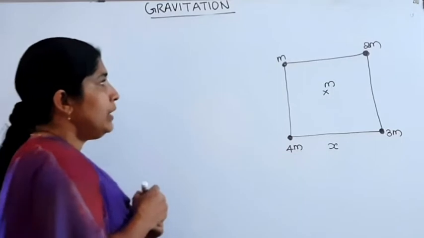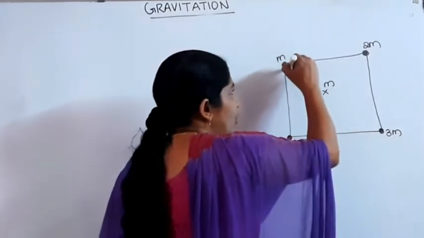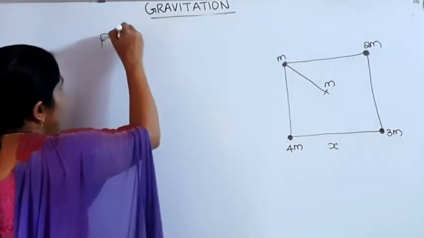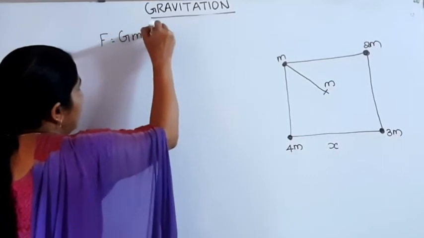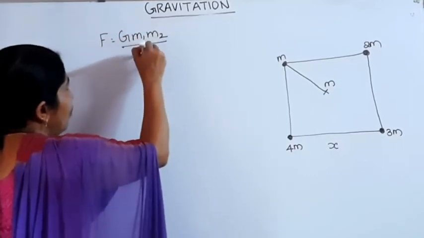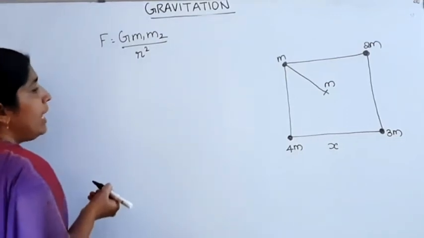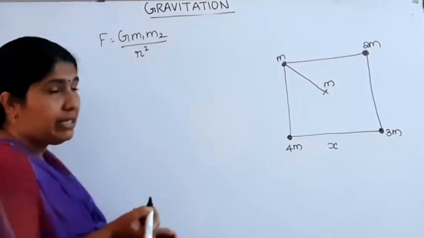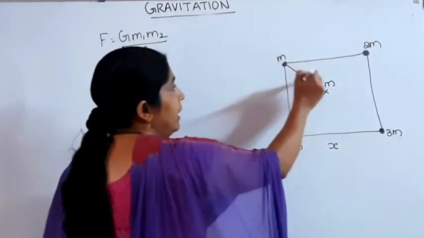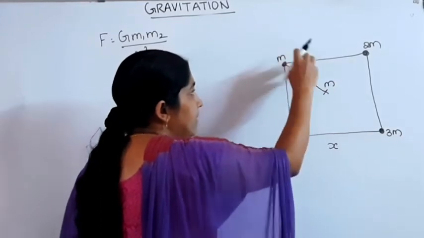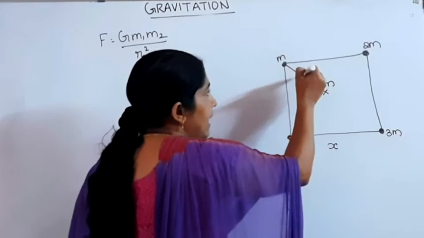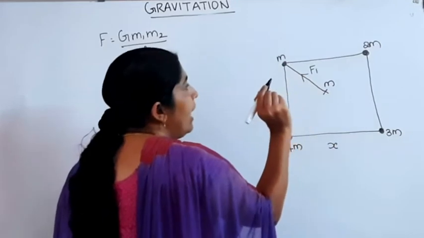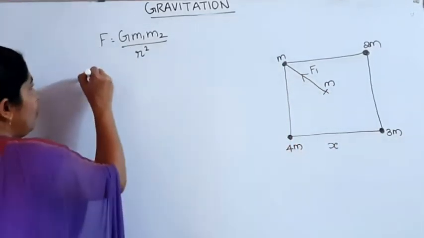For this we know the equation for the force: F is equal to G M1 M2 divided by R square. This is the force between two bodies. The force between these two bodies is attractive in nature. This mass M attracts the small m in this direction, and that force can be written as F1.